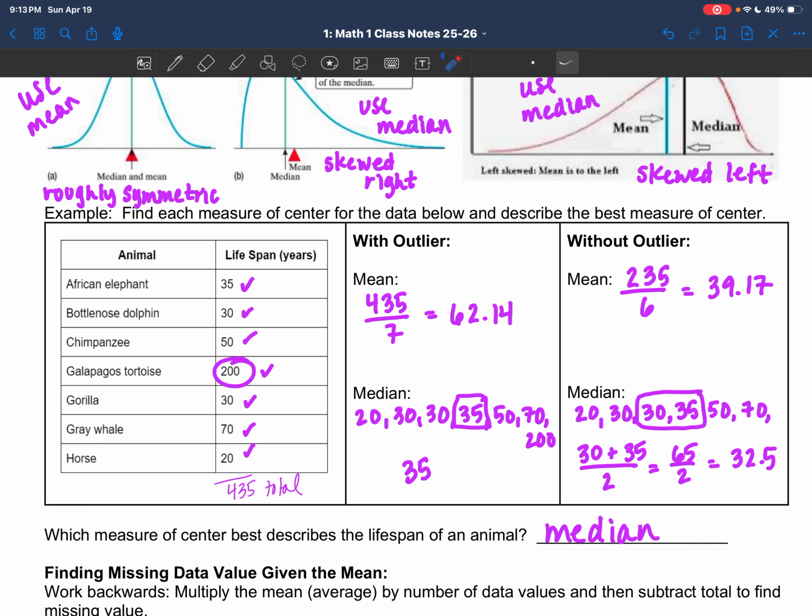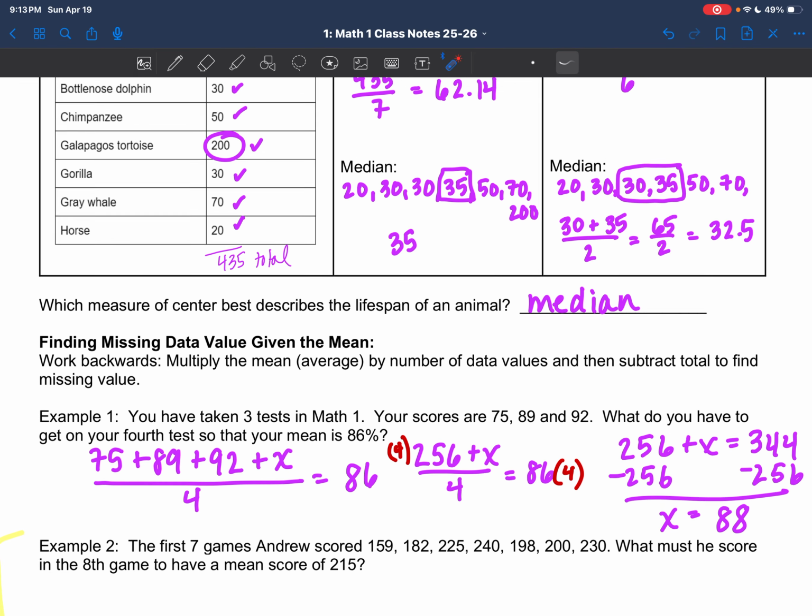So the mean is largely affected by this outlier, but the median is pretty close. So we're going to go with the median. You can also work backwards.